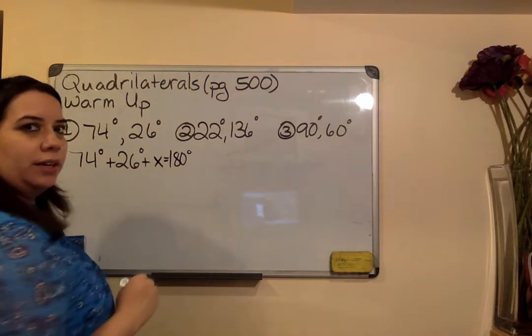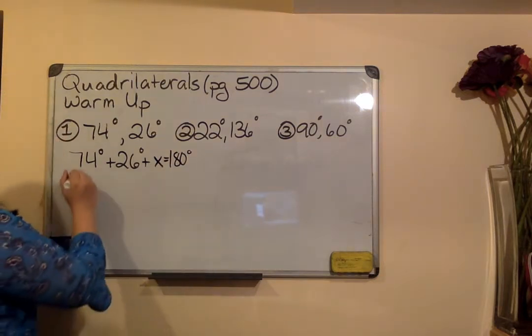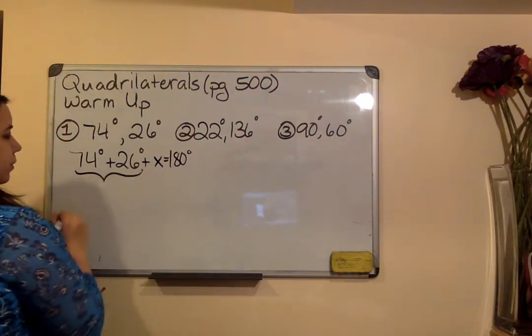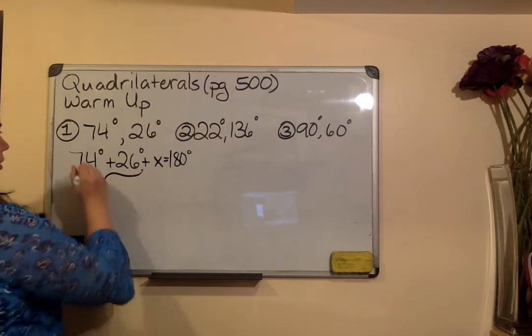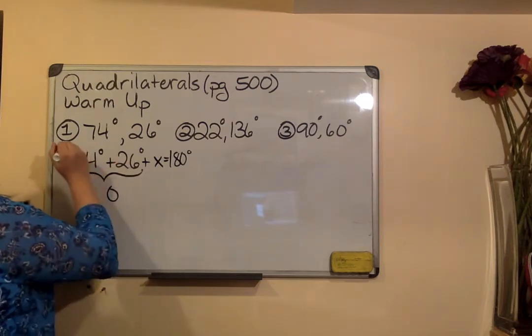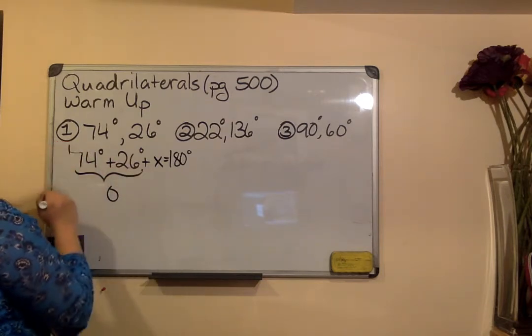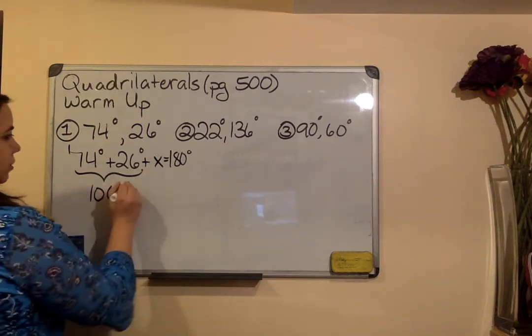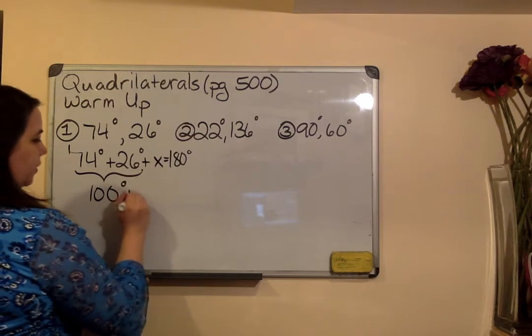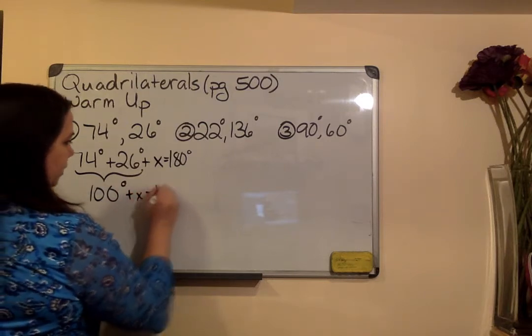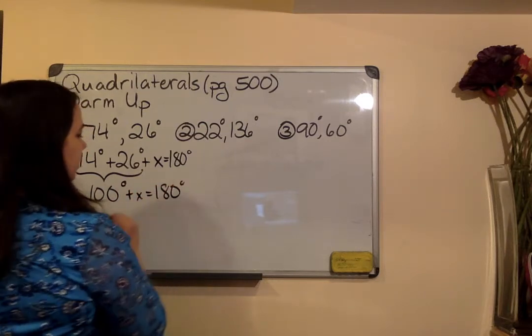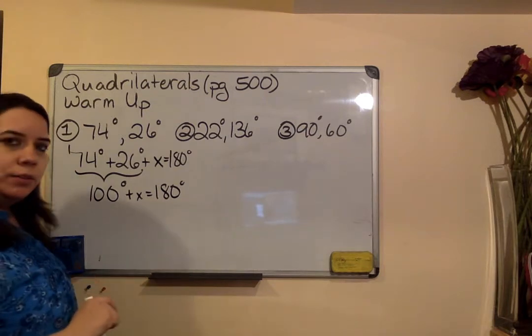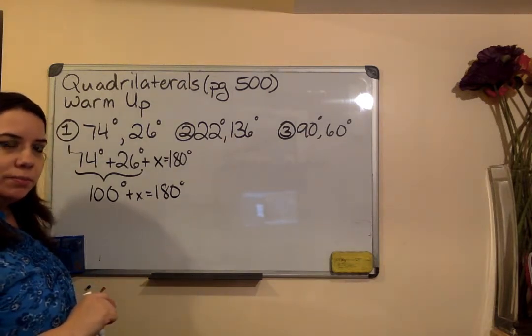And then you go ahead and solve the equation. So, start with 74 and 26, the two that you did know. That gives you 10, 7 plus 4 plus 6, and 7 plus 1 is 8, plus 2 is 10. So that gives you 100. 100 degrees plus x equals 180 degrees. So how am I going to get 100 by itself? What do I need to do?